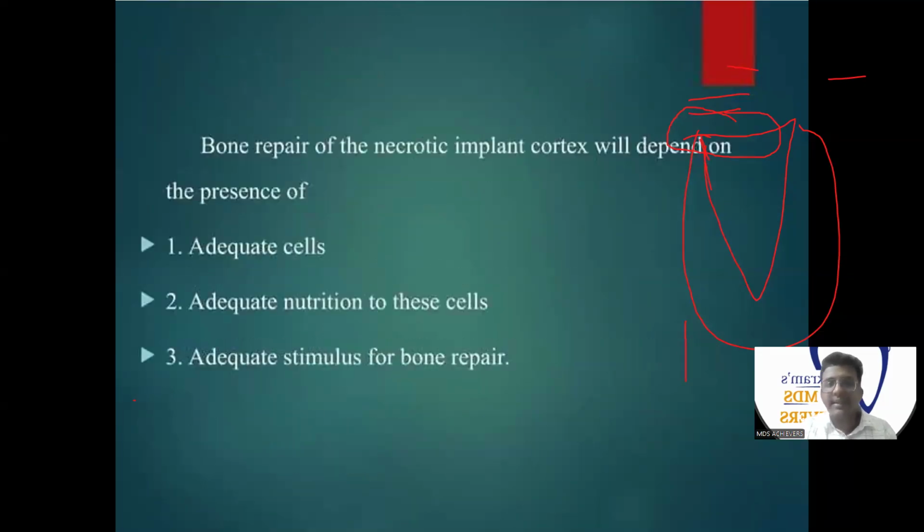We will be discussing each and everything in detail. Bone repair of the necrotic implant cortex will depend on the presence of adequate cells. All the necrotic bony parts that we have created during the surgical drill procedure should be eliminated with the help of osteoclasts. Osteoclast cells come and resorb the unwanted bony fragments, and osteoblasts will start depositing osseous tissue on the already present implant. Adequate nutrition to these cells is achieved by neovascularization and adequate stimulus for the bone repair.